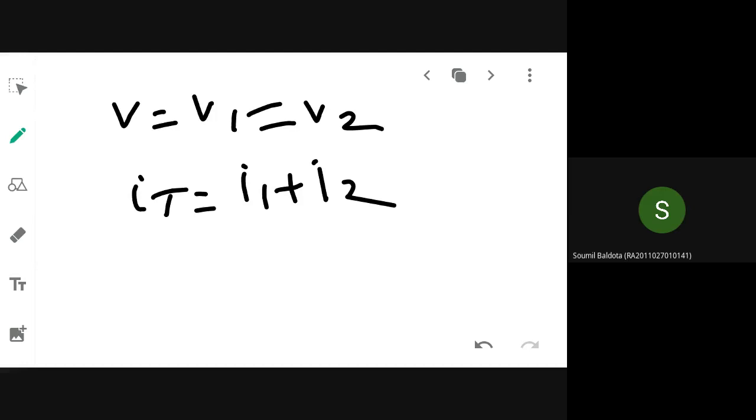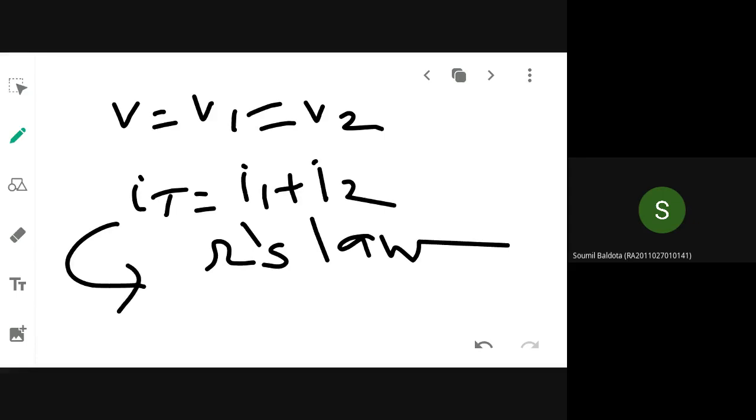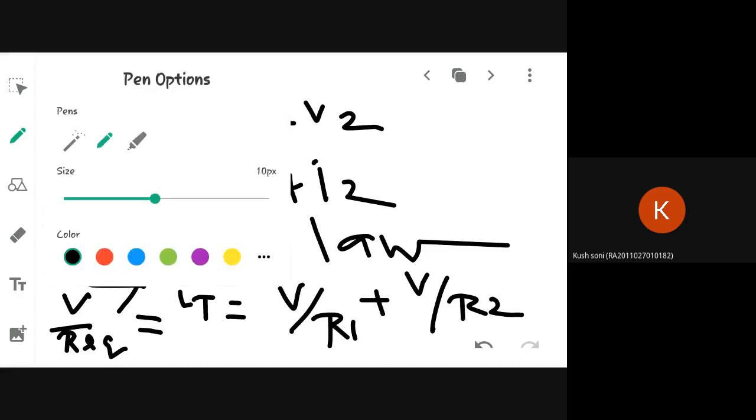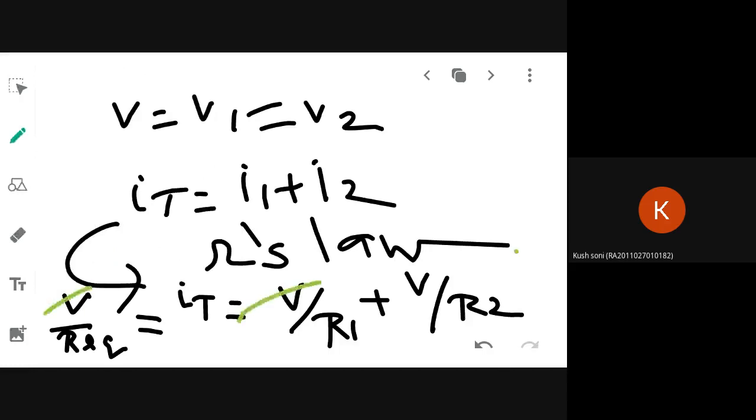Now I am to apply Ohm's law here. If I am applying Ohm's law, what will be my IT, which is equivalent to V by R1 plus V by R2. Again, this is equivalent to total voltage divided by total equivalent resistance. R equivalent represents my total equivalent resistance. Now why have I given V everywhere? Because it is the same. So if I am simplifying, the V's will get cancelled.